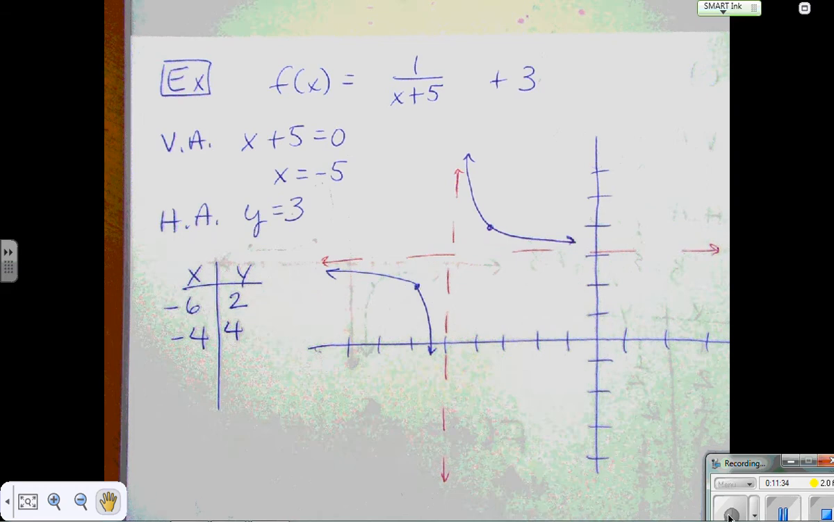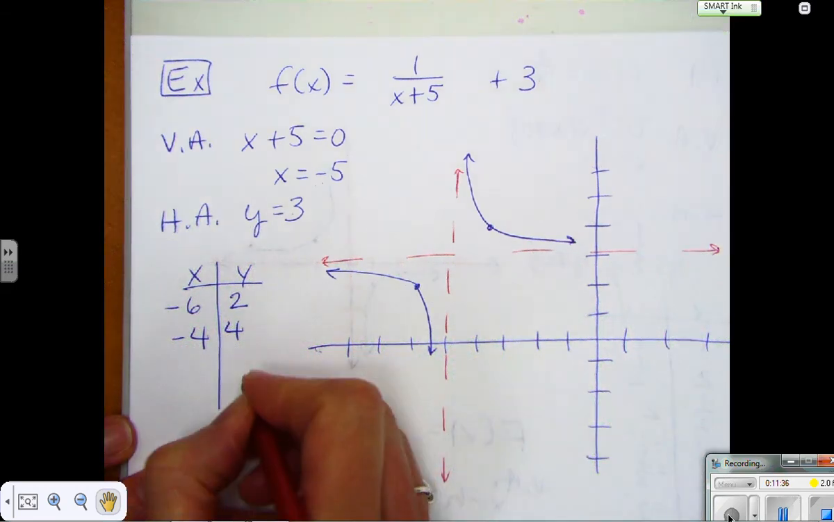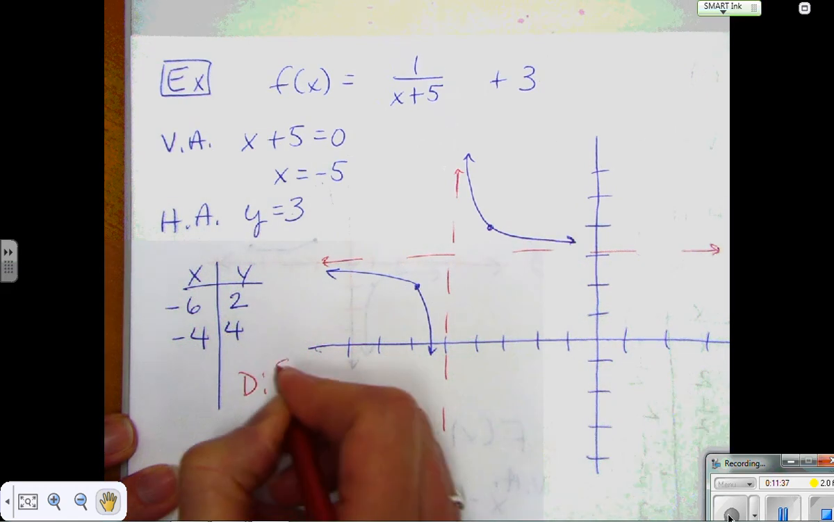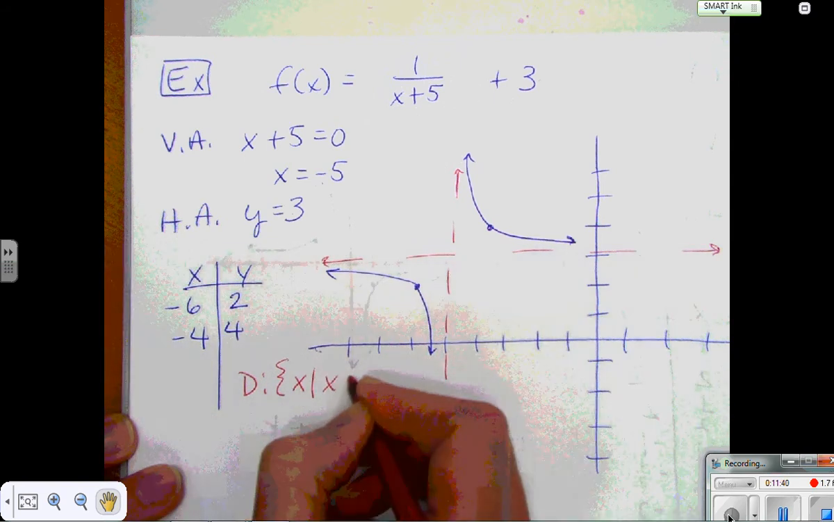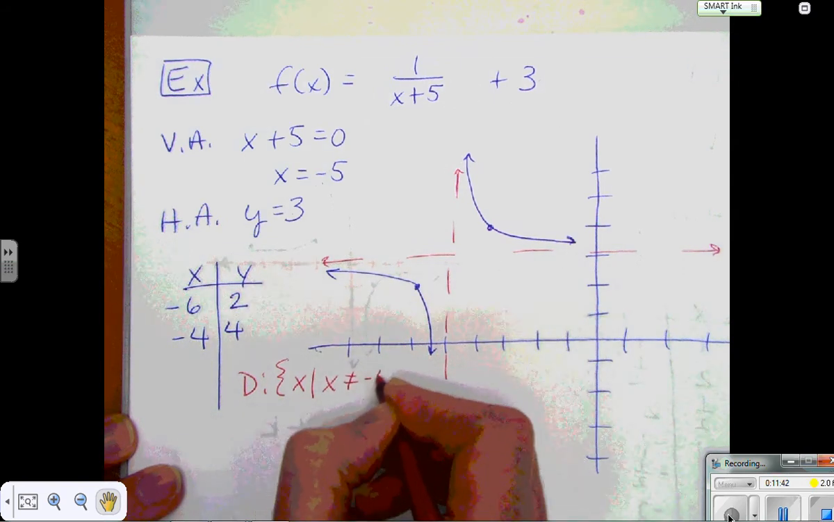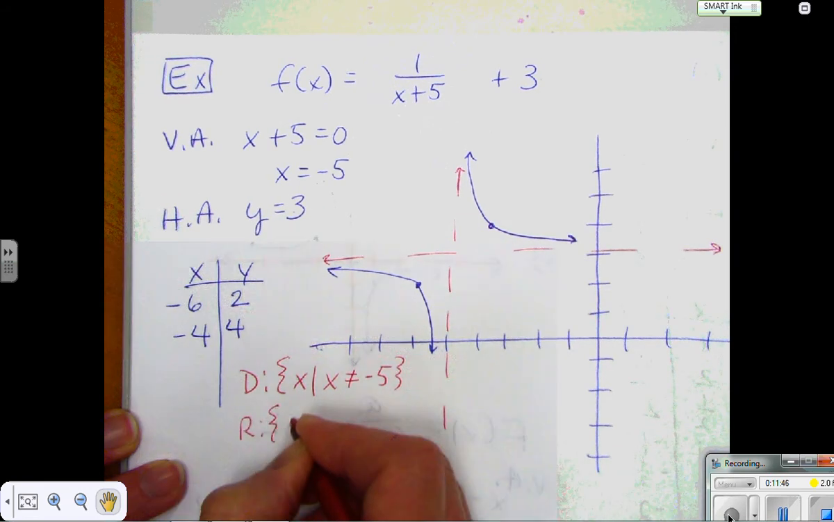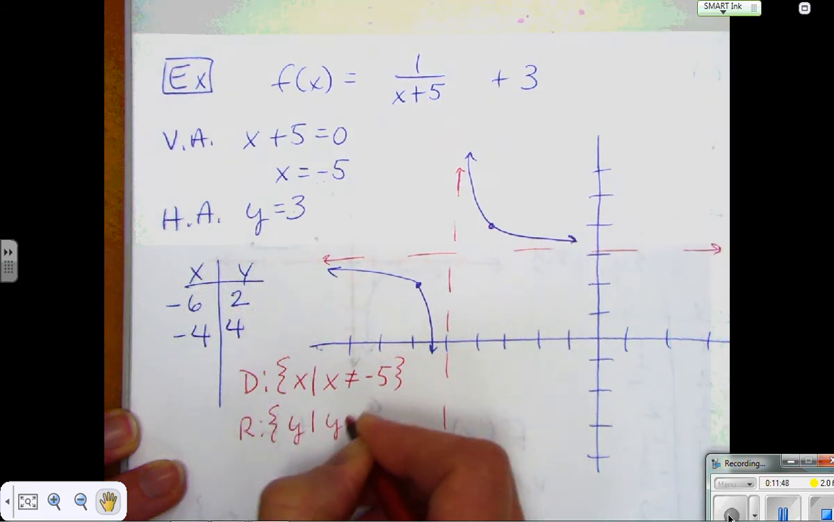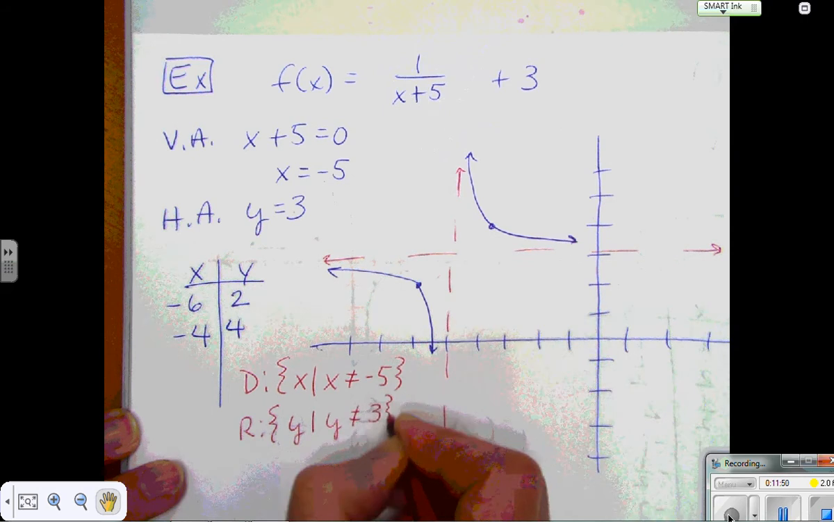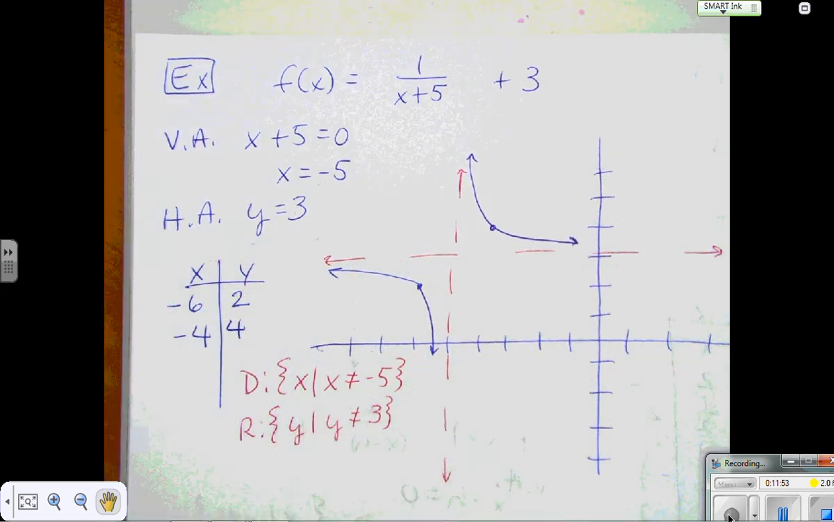And your domain and range, before we forget about that, domain, all values of x, so that x does not equal negative 5. And the range, all values of y, so that y does not equal 3. Any questions?